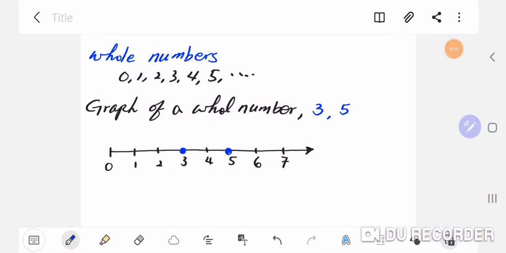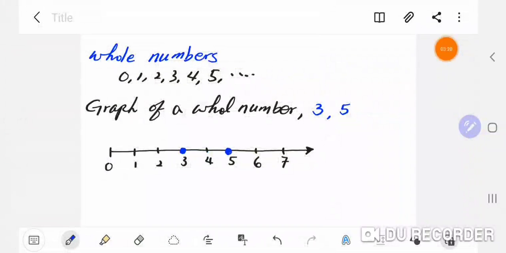On the number line, if a number is on the right of another number, then that number is greater. So the numbers get larger as you move from left to right, and the numbers get smaller as you move from right to left. So there are two numbers, 3 and 5. 5 is greater than 3 because 5 is located on the right of the number 3.